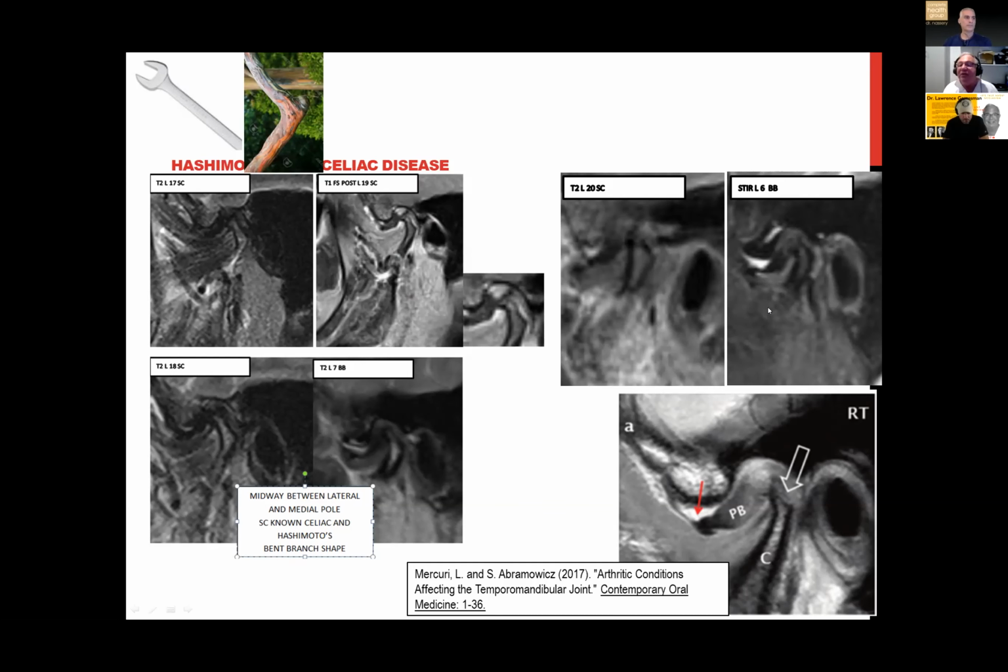Now, whether or not this is pathognomonic for a male, I can't tell you. I don't have any males in my practice with celiac that have TM joint disorders, but you can see the typical U-shaped wrench pattern associated with the Hashimoto's. And you'll see that the branch thins towards the top as it's going into the fossa.